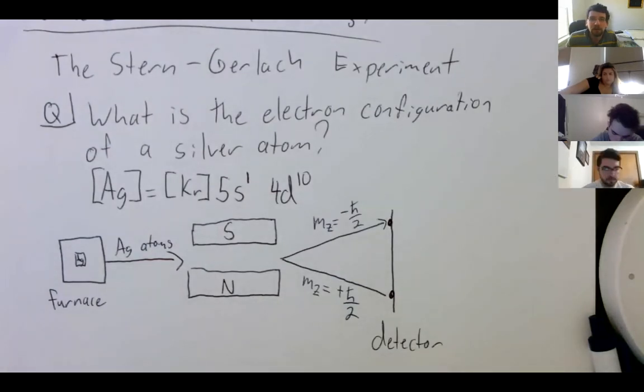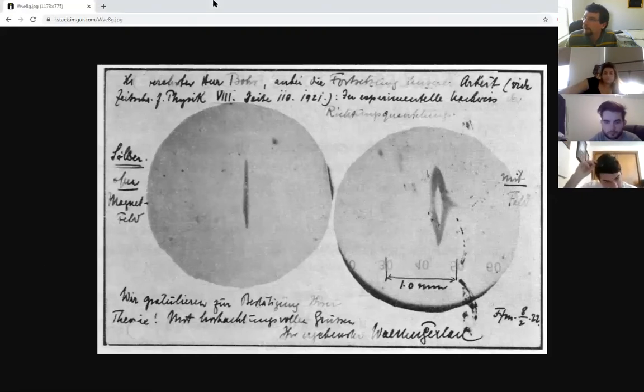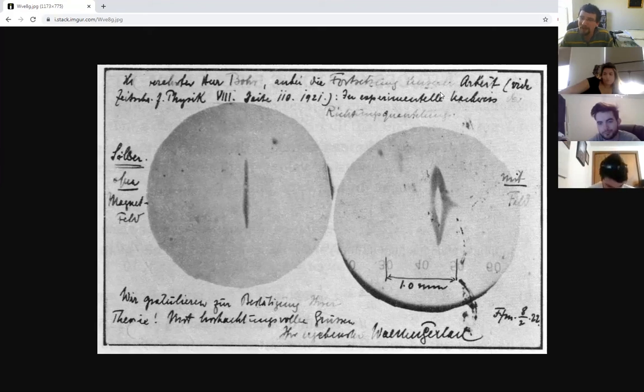I'm going to share my screen. Can you guys see it? Okay. So this was the postcard. They were so excited about their result, they put it on a postcard, Stern-Gerlach, and they sent it to Bohr. And what it says is, congratulations on confirmation of your theory.